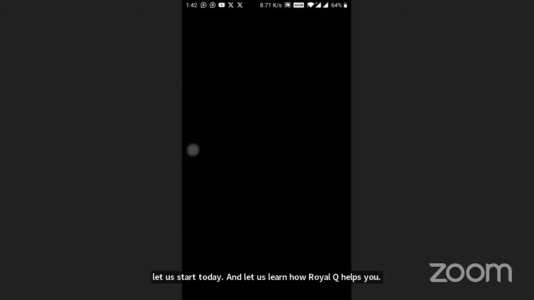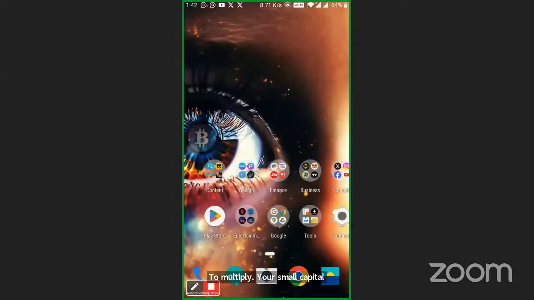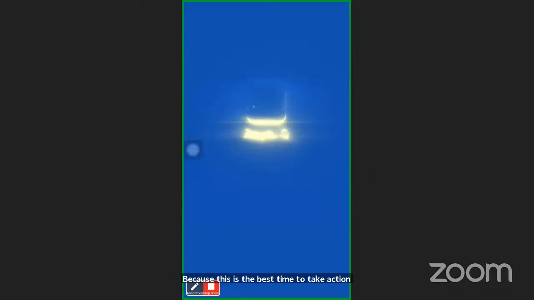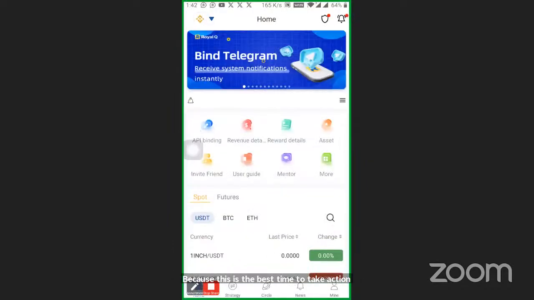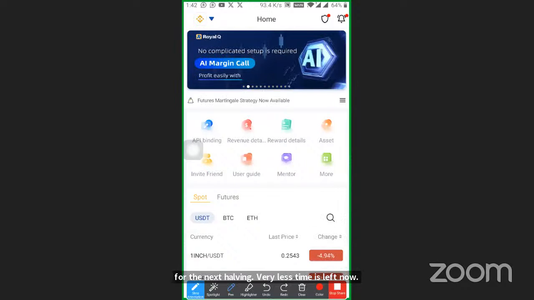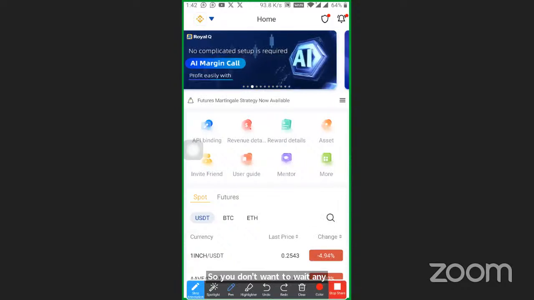to multiply your small capital into a huge capital, when you can start today accumulating Bitcoin, because this is the best time to take action and prepare for the next halving. Very less time is left now. So you don't want to wait any more days. Best time is to start today.